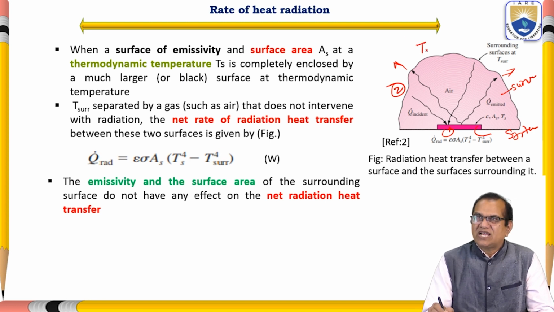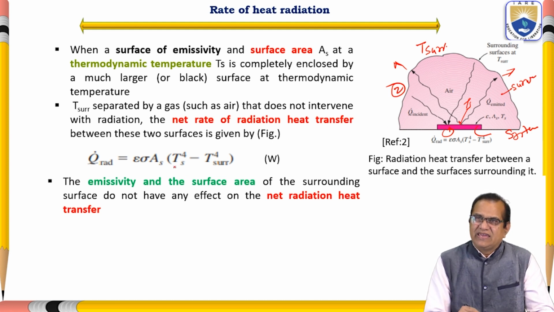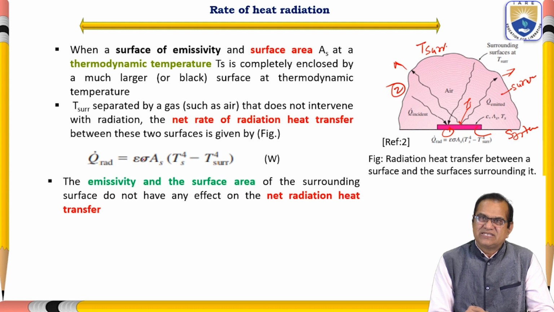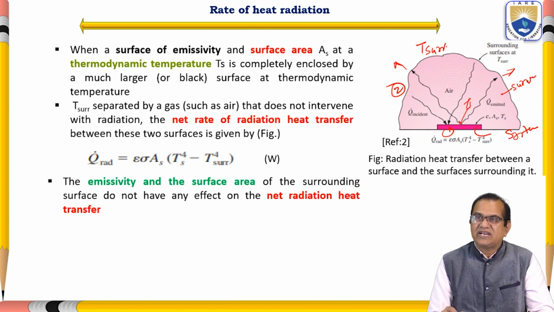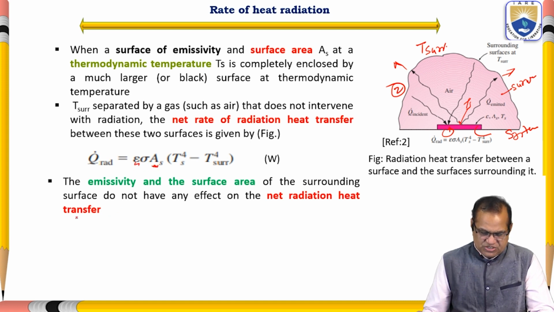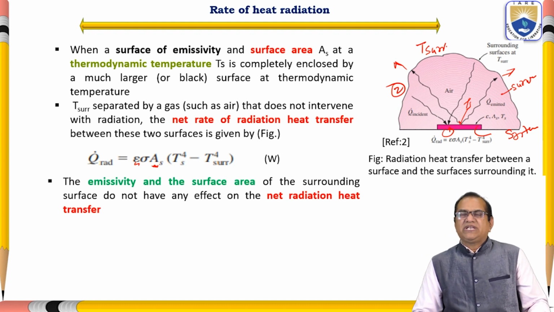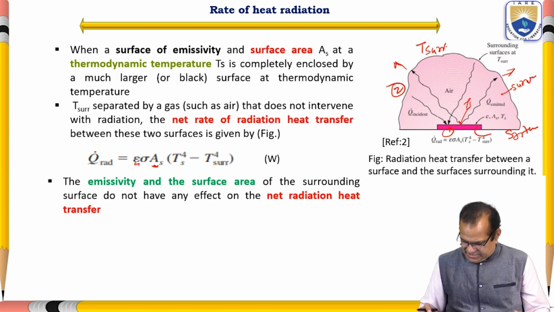So here it is T surrounding, and here it is Ts. So Ts to the power 4 minus T surrounding to the power 4, and this is the area, and this is your emissivity. The emissivity and the surface area of the surrounding surface do not have any effect on the net radiation heat transfer. So this epsilon and this area do not make much difference here. So only temperature is the main parameter by which the heat radiation is taking place.